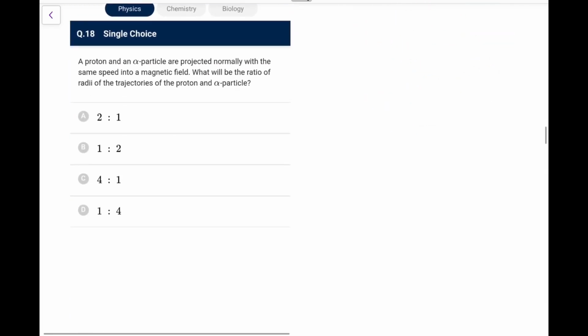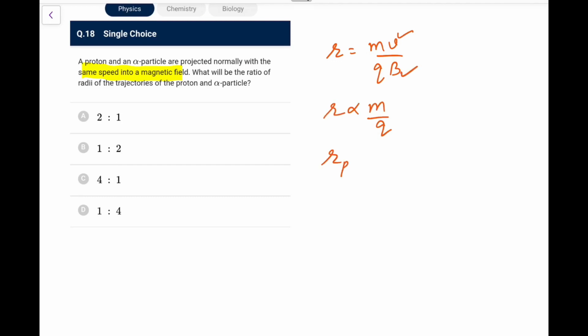Next, a proton and an alpha particle are projected normally with the same speed into a magnetic field. What would be the ratio of the radii of the trajectories? R is equal to mv by qB. V is the same, B is the same, so R is proportional to m by q. For the proton, mass is 1 and charge is 1, and for an alpha the mass is 4 and charge is 2, so the ratio will be 1:2. So go for option B, that would be the most appropriate one.